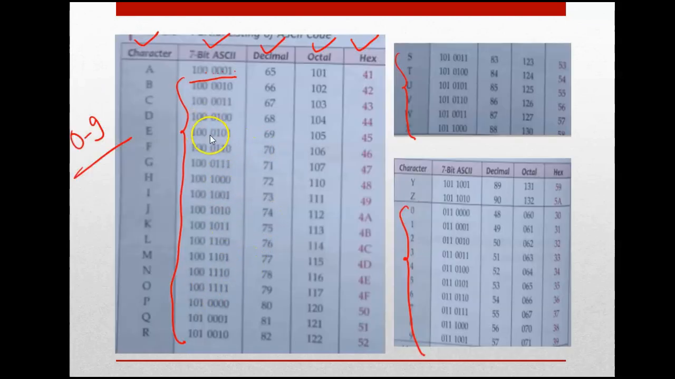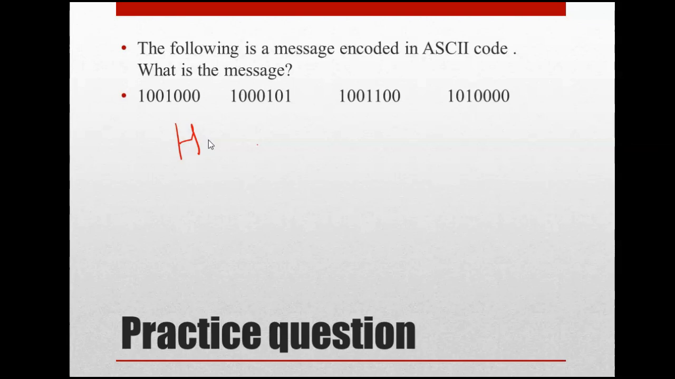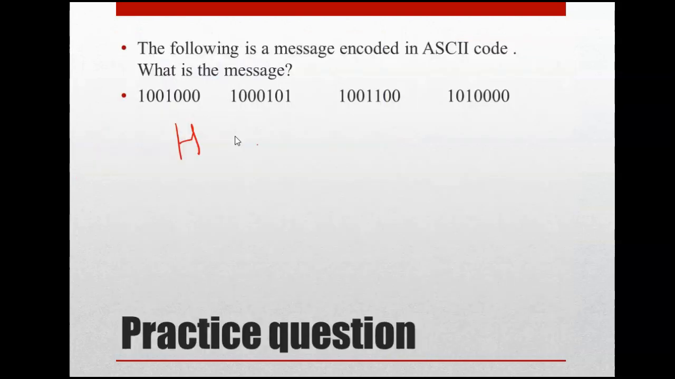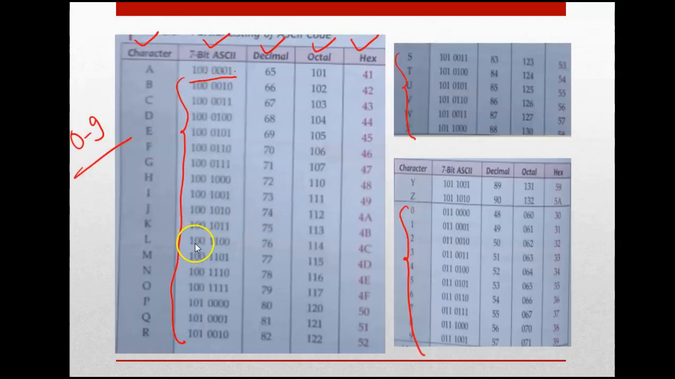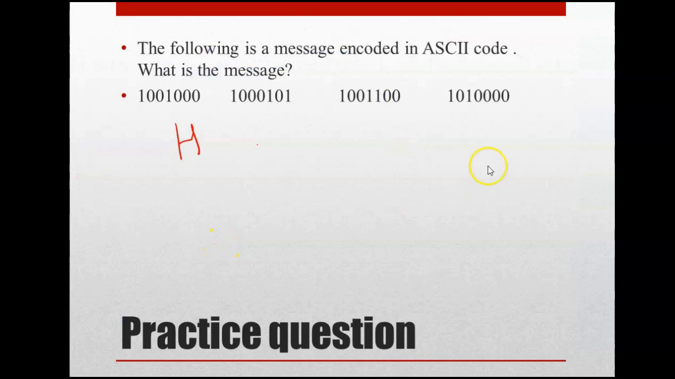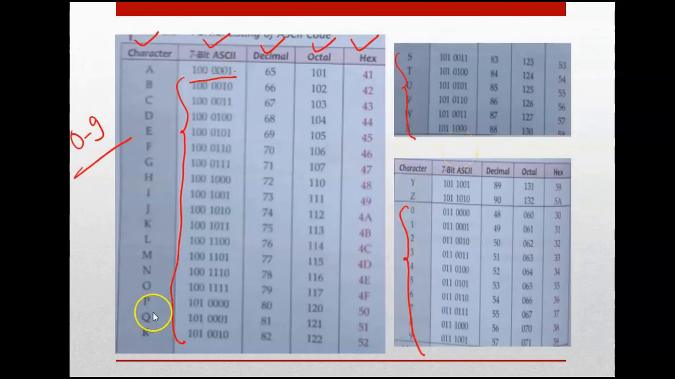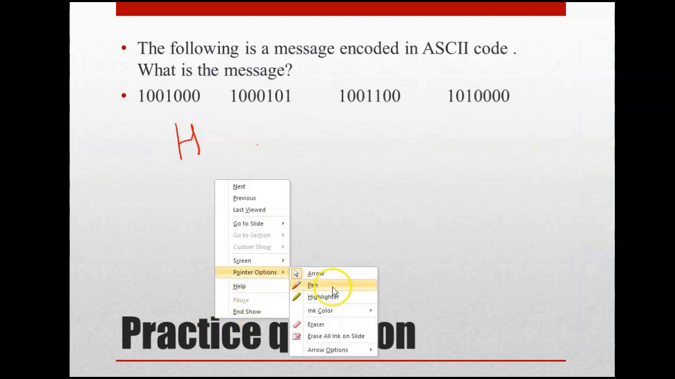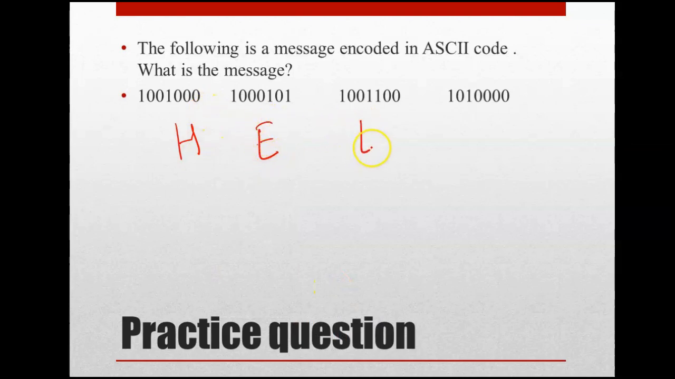100, 101 is E, so it is HE. Then 100, 1100 is L, and then we have 101 followed by four 0s. If you check the message in total, what is written over there is H, E, L, and then P. So the message is actually help.